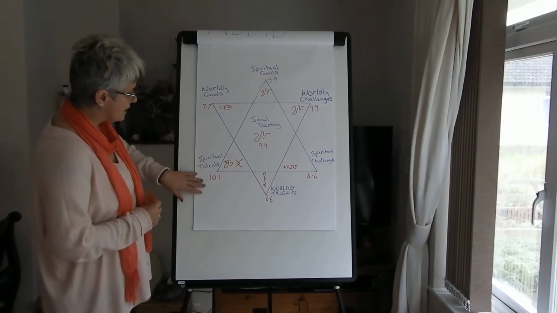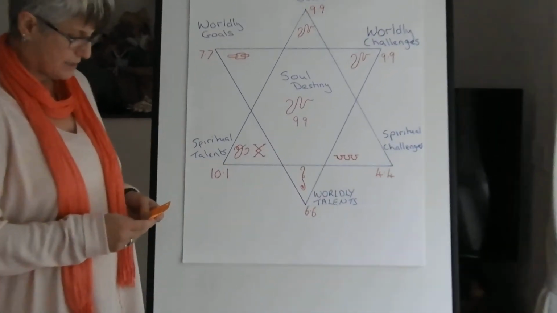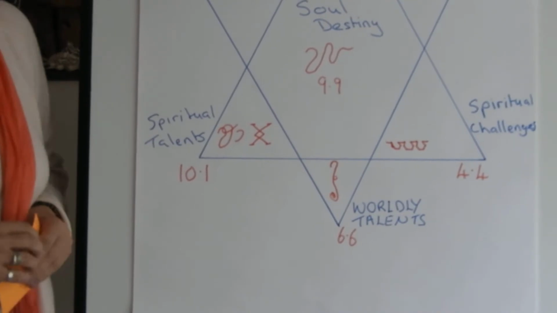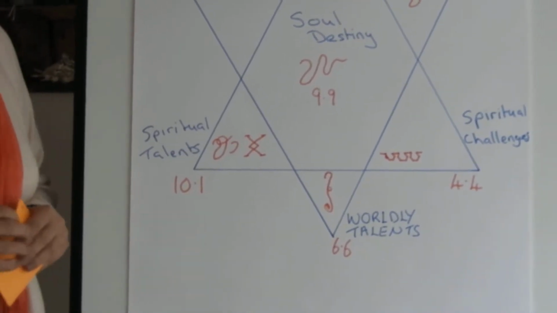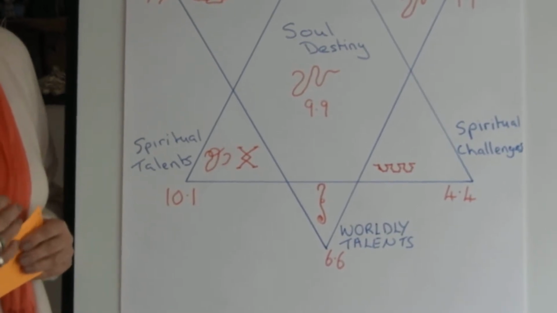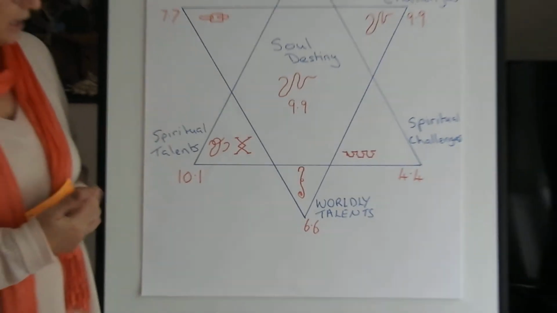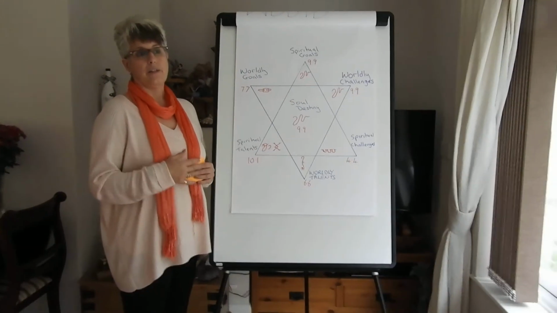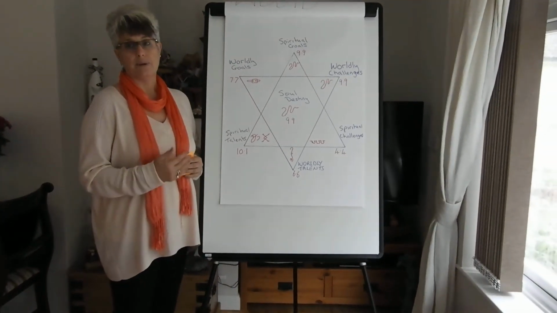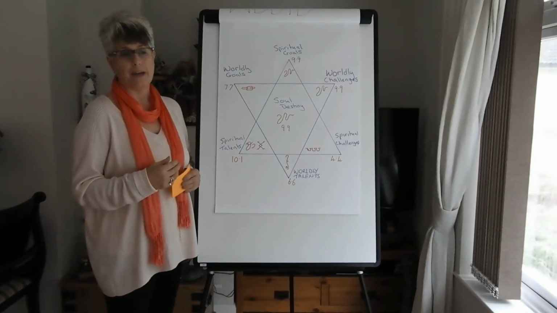Now the spiritual talents comes in at a 10-1, and this is potential manifestation. Now it brings with it the abilities and the potential to do really well in all spiritual areas. However, it can also bring in the denial of spirituality. Now this definitely is something that happened with me.